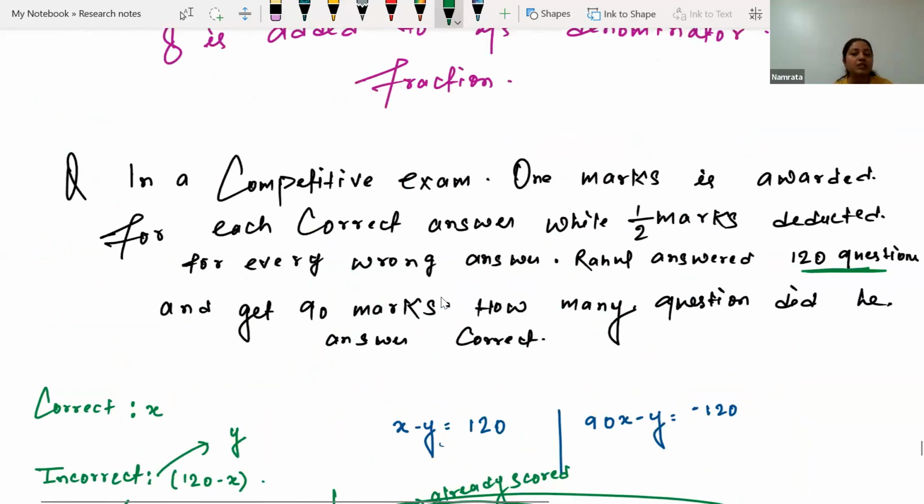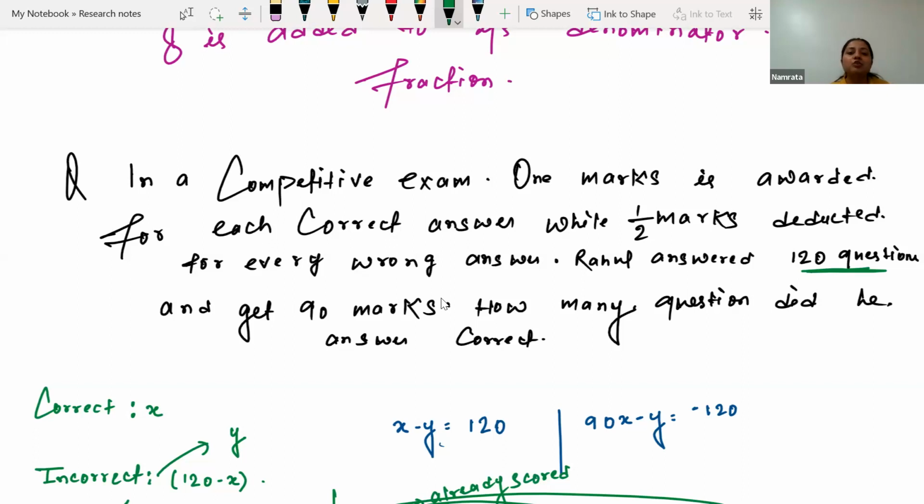In a competitive exam, 1 mark is awarded for each correct answer. Let's say I am giving the competitive exam. So if 1 mark is awarded for each correct answer, then if I attempt 10 questions correctly, I will get 10 positive marks. If I attempt 20 questions correctly from the question paper, I will get 20 marks.